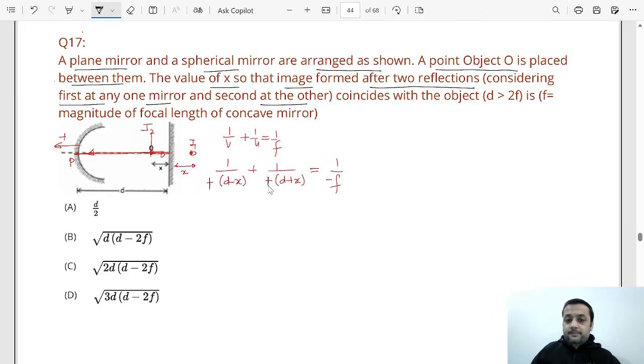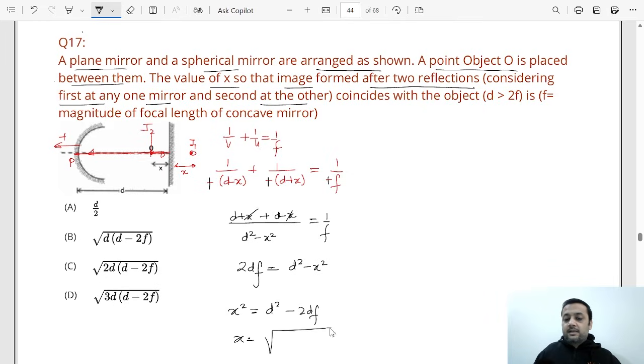Now here plus, plus, plus, so if you take the LCM, d plus x plus d minus x upon d square minus x square will be 1 by f. This will get cancelled. If you cross multiply, 2df will be equal to d square minus x square. Hence x square will become d square minus 2df, so x will be under root of d square minus 2df. You can take d common: d minus 2f. So option B will be the correct one.